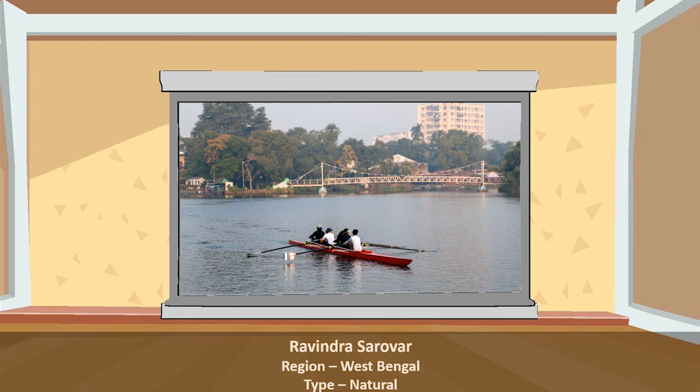Saltwater lakes. Lake Sambhar, region Rajasthan, type natural. Lake Nakki, region Rajasthan, type natural. Pulikat, region Andhra Pradesh, type natural. Chilka, region Odisha, type natural. Ravindra Sarovar, region West Bengal, type natural.